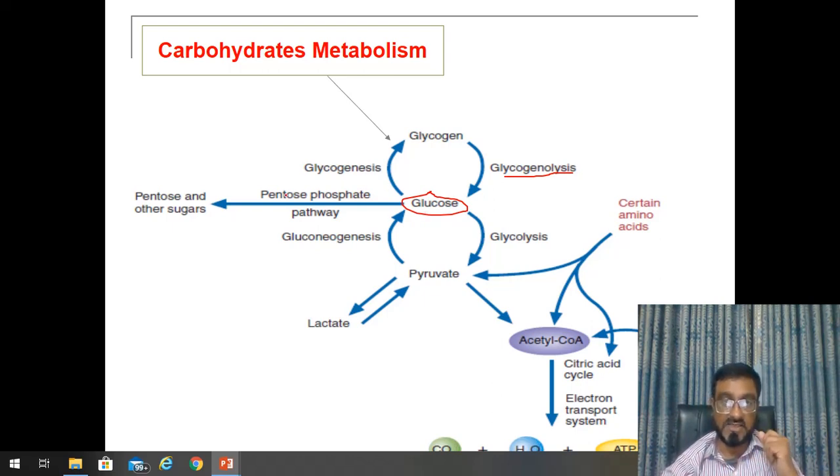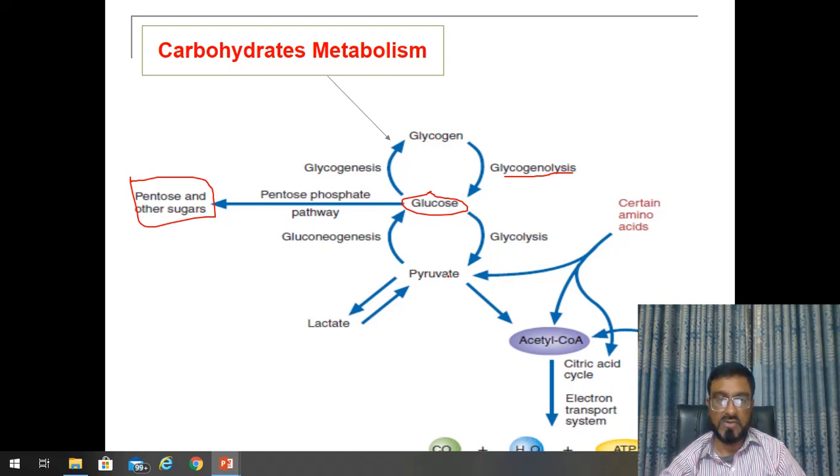Another pathway is the pentose phosphate pathway, in which glucose is converted into pentose and other sugars. Again, these pentose and other sugars are used for anabolic processes. The pentose phosphate pathway provides NADPH, pentose sugars, and other sugars. We have also talked about the glycolysis process, in which glucose is converted into pyruvate.